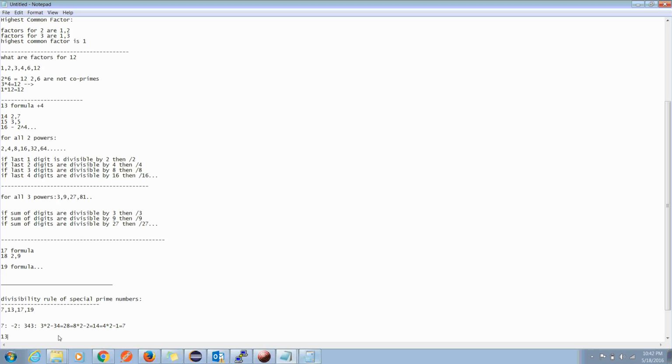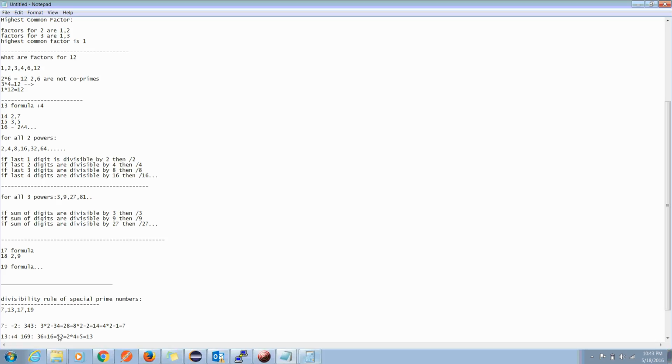Similarly for 13, you have to remember plus 4. Plus 4 means, let's take 169. The 9 fours are 36. 36 plus 16 equal to 52. Again keep applying that. 2 into 4 is 8, plus 5 equal to 13.